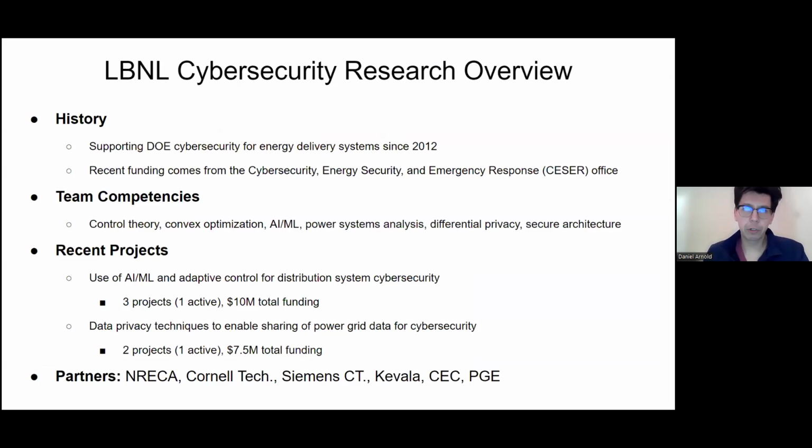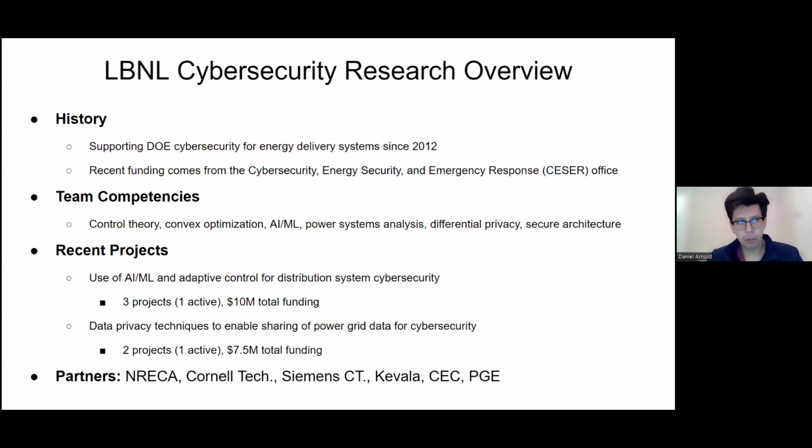So a brief history of the research we do at Berkeley Lab. We've been supporting DOE cybersecurity mission since 2012, since before I joined the lab. Most of our recent funding comes from a relatively new office in DOE, the Cybersecurity, Energy Security, Emergency Response, the CESER office. They're funding the entirety of our cybersecurity work right now. The team that we have at LBNL is a nice collection of skills, which range from algorithmic decision making, so control theory, optimization, machine learning, of course, power systems, and then one of my colleagues, Sean Peisert, is an expert in computer security and is leading a couple of projects aimed at differential privacy and secure architecture.